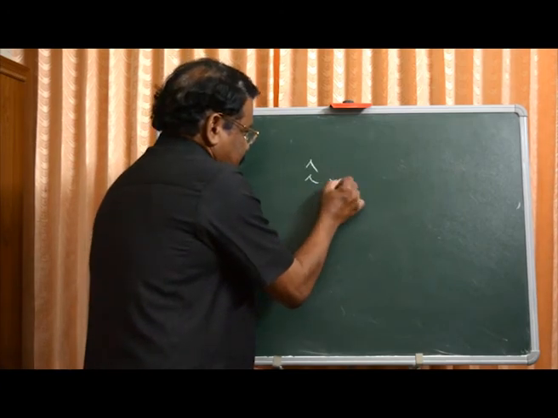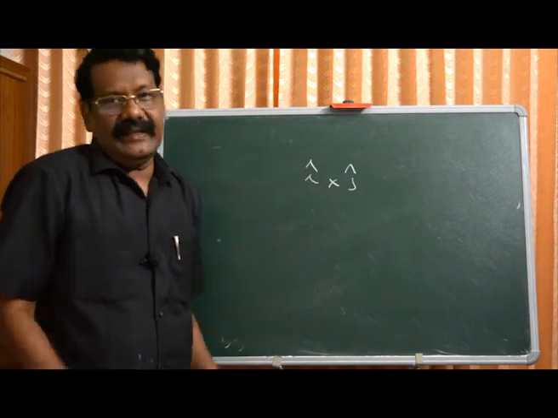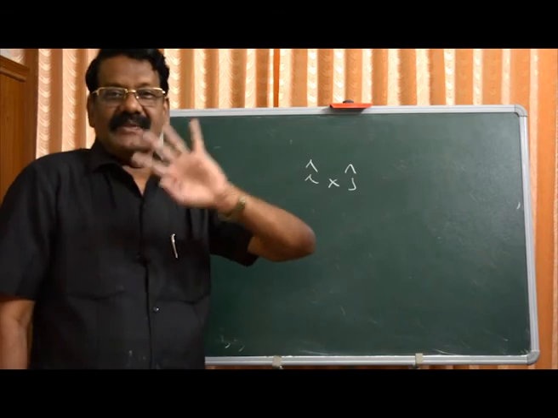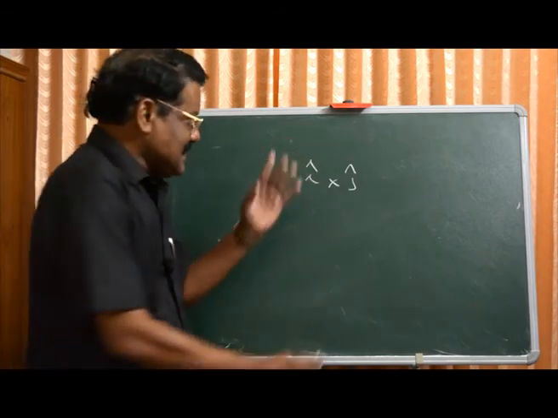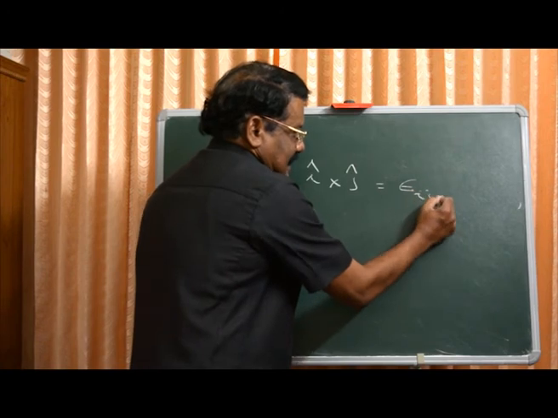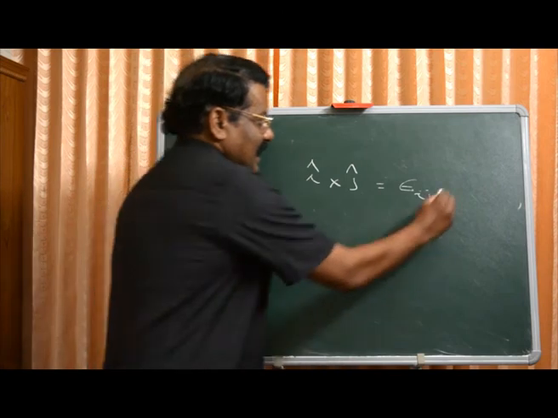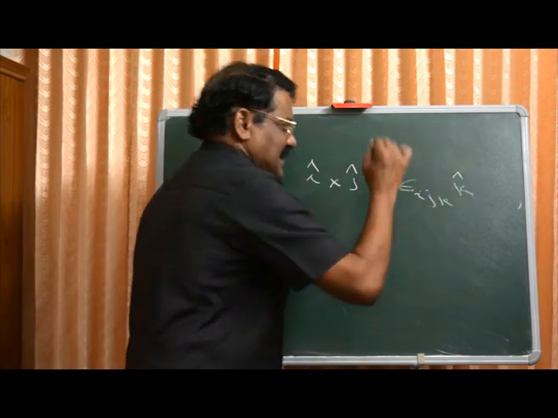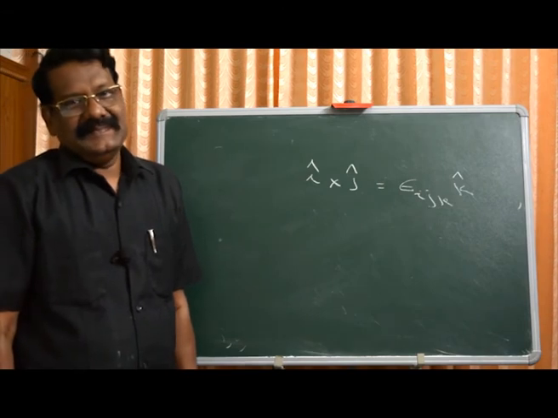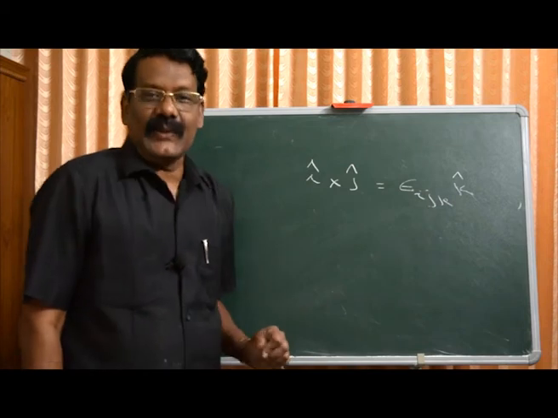i cross j. It's a vector language, meaning everybody knows. But I have to write in terms of tensor language. In tensor language, I write epsilon ijk, epsilon ijk into k cap. Let me check once again tensorially.